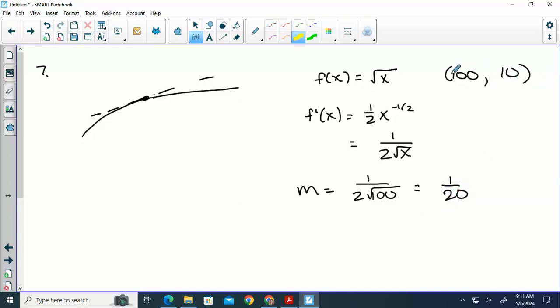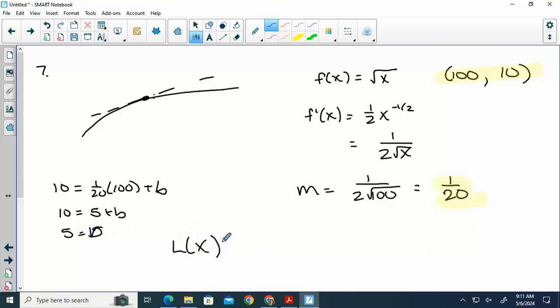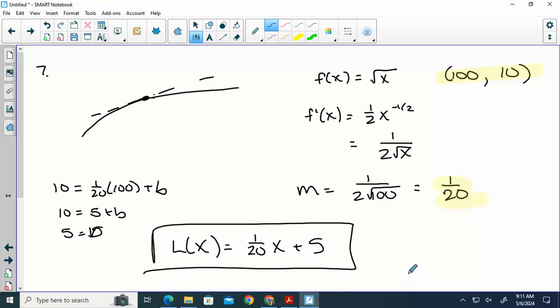Now we have a point and we have a slope, so we use them to write the equation of a line. So y equals mx plus b. So the y-intercept is 5. So we usually, instead of y, call it L of x just for linear approximation, is mx plus b. So this is the line we could use to approximate our square root.